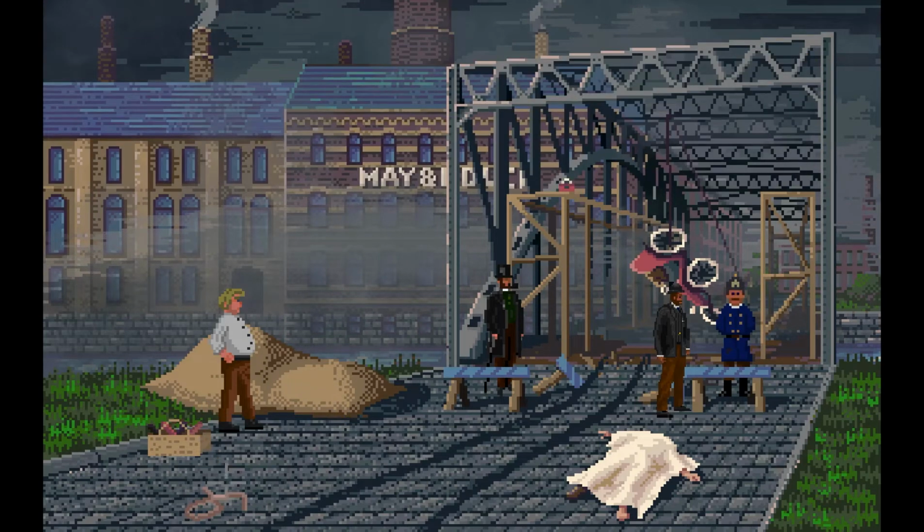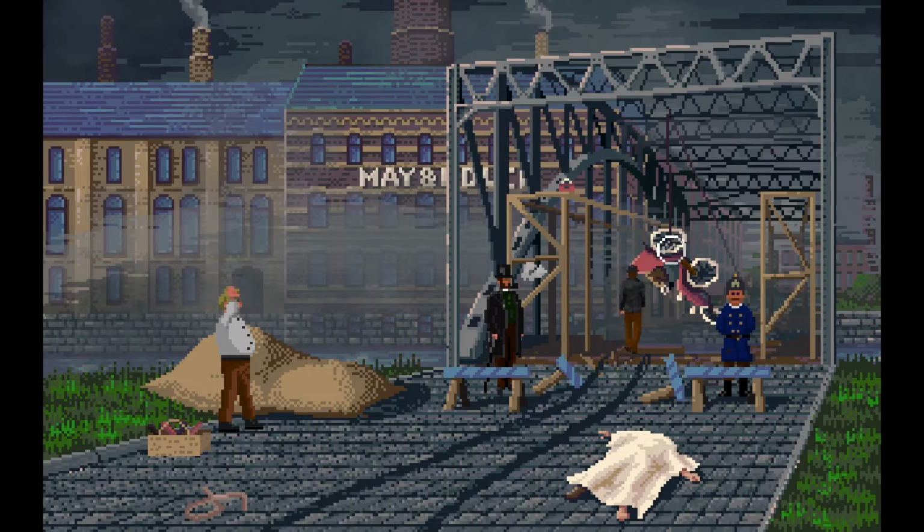So we're gonna have to talk to this guy. There's something here. There's this body here. There's the car. I want to look at everything immediately.